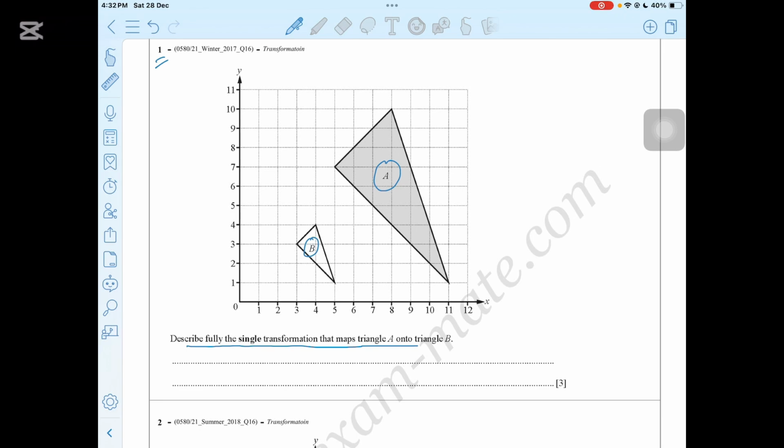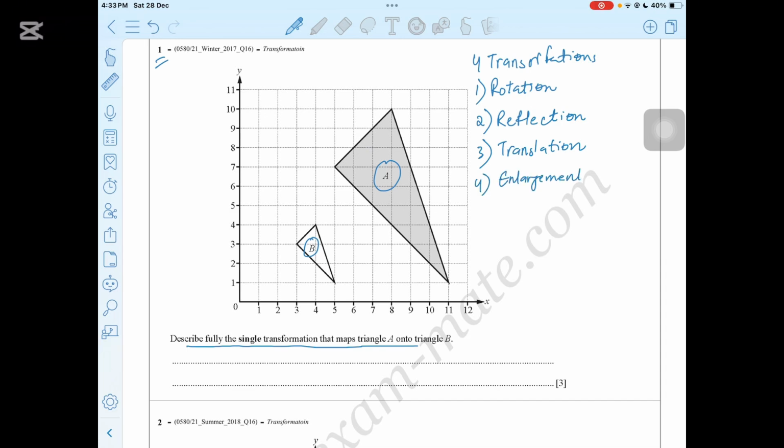So we have altogether 4 transformations in our syllabus, right? And those are, first is the rotation, second is the reflection, and the third is translation, right? And the fourth one is our enlargement.